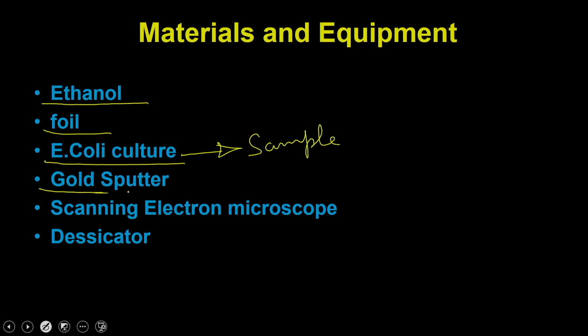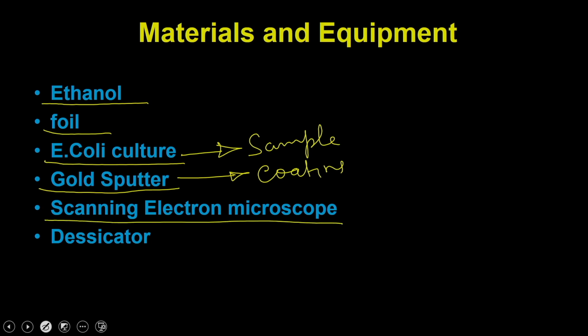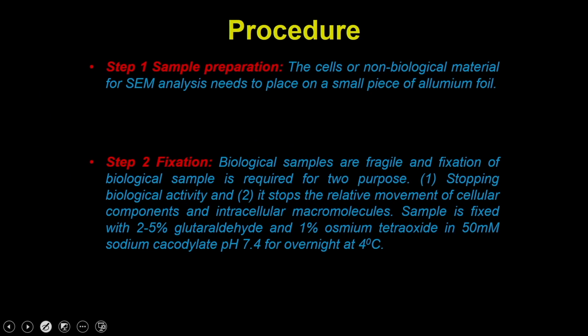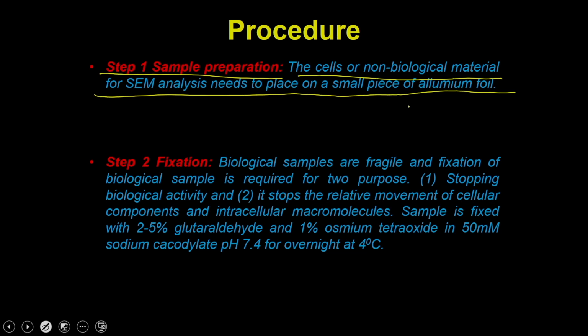Then we require the gold sputter. The gold sputter is required for coating the sample, and then you require a scanning electron microscope as well as desiccators. The process has discrete steps. In step 1 you are going to prepare the samples. Cells or non-biological material for the SEM analysis need to be placed onto a small piece of aluminum foil. So, you take a small piece of aluminum foil, and with the help of a pipette you deposit your material onto this and let it air dry, so that it makes a thin film.